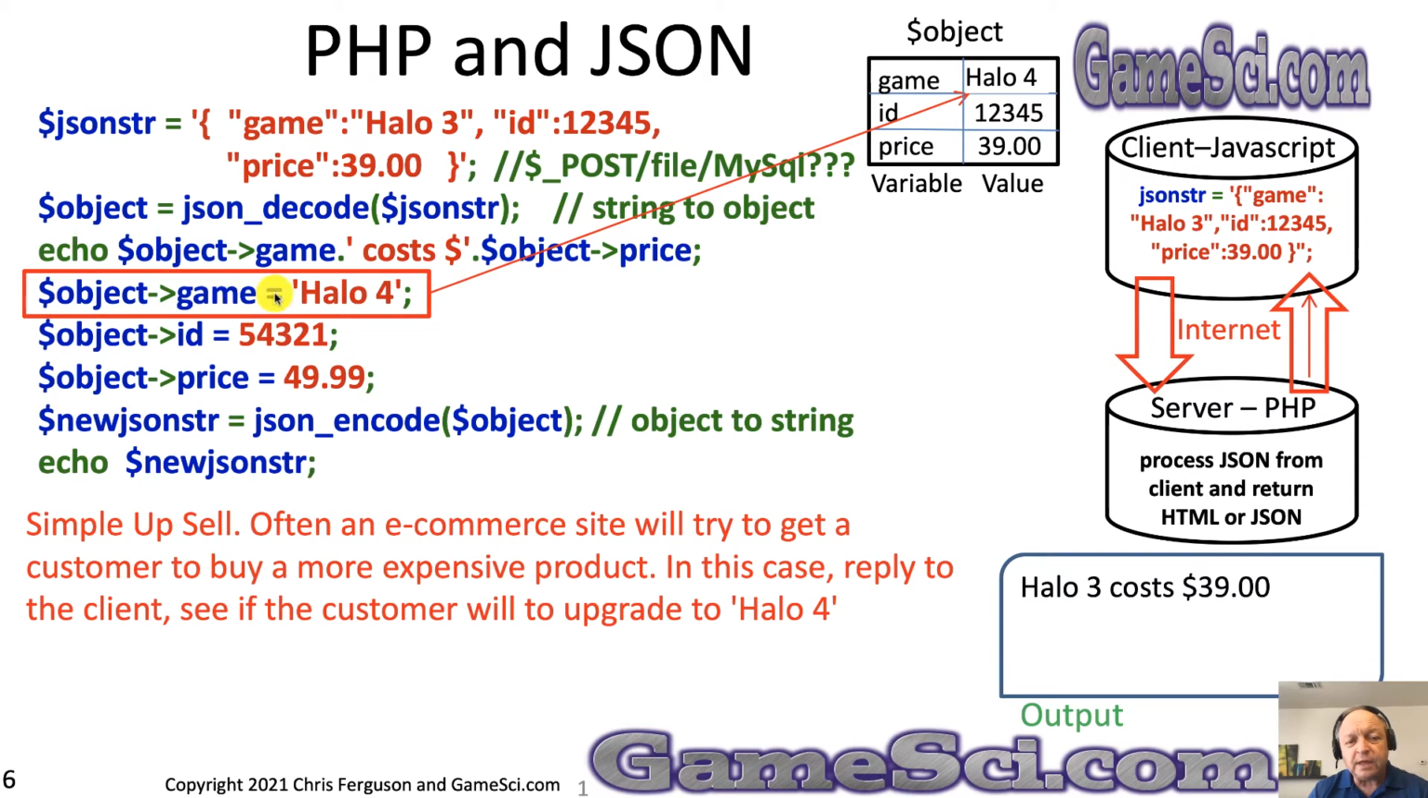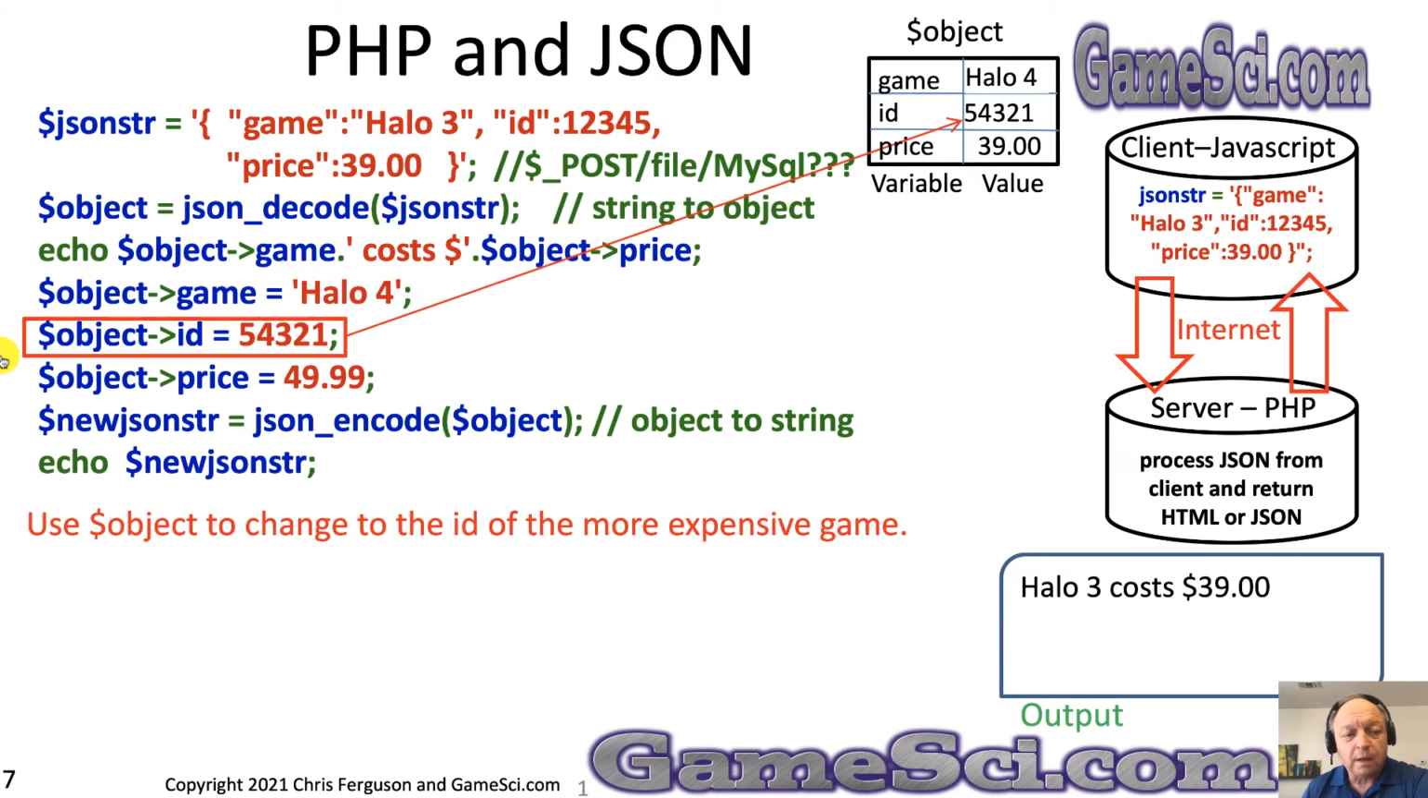$object->game equals Halo 4. Let's do a simple upsell. Often an e-commerce website will try to get a customer to buy a more expensive product. In this case, reply to the client, see if the customer will upgrade to Halo 4. Everyone is always trying to upsell you. The client told the server they were interested in a $39 game. Let's try and sell them a $50 game.